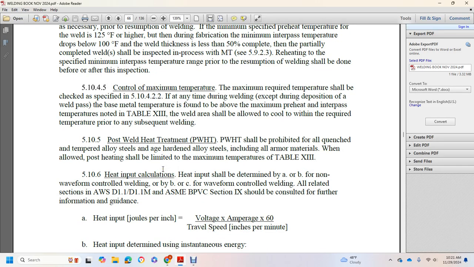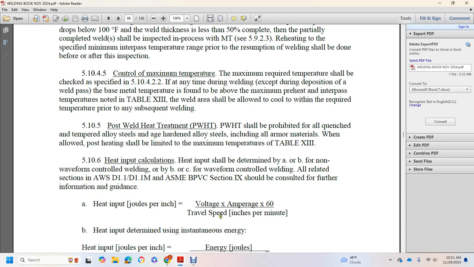Heat input calculations. Heat input should be determined by A or B for non-waveform controlled welding, or by B or C for waveform controlled welding. All related sections of AWS D1.1 and D1.1M and ASME Boiler and Pressure Vessel Code Section 9 should be consulted for further information and guidance. A: heat input in joules per inch equals voltage times amperage times 60 over travel speed in inches per minute.